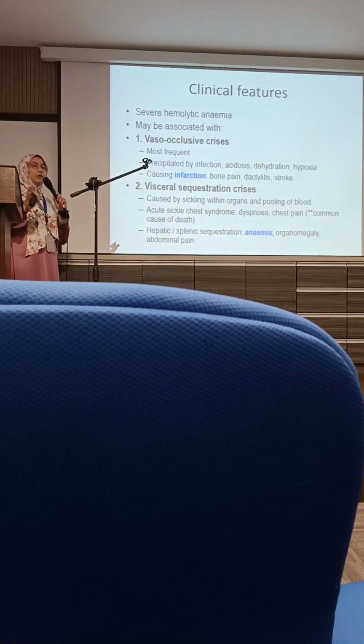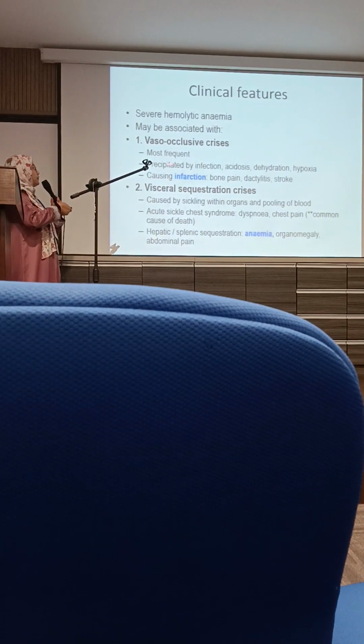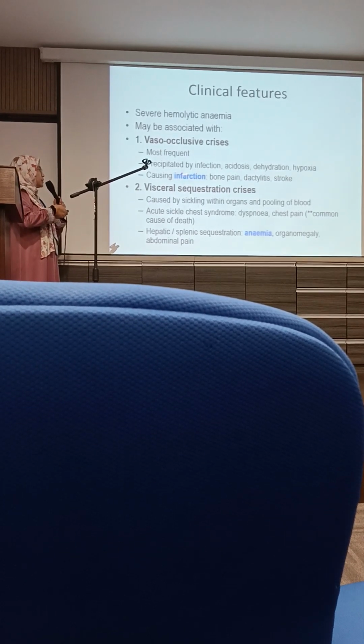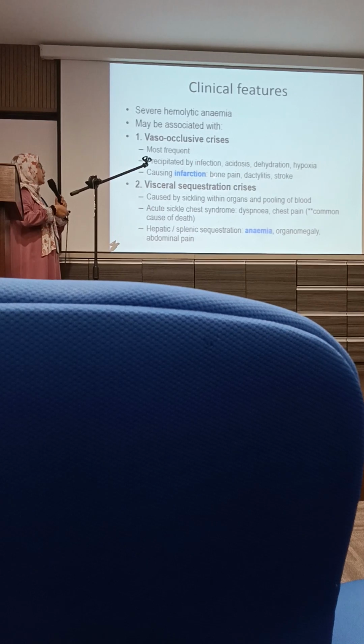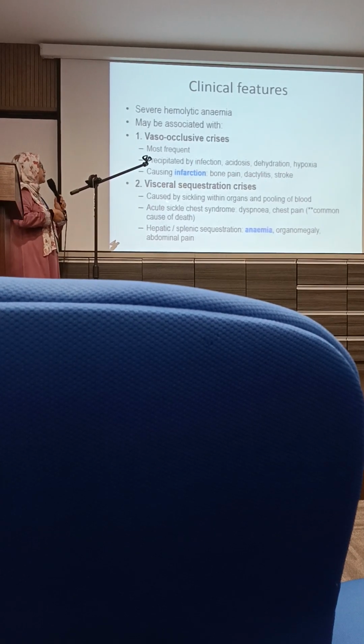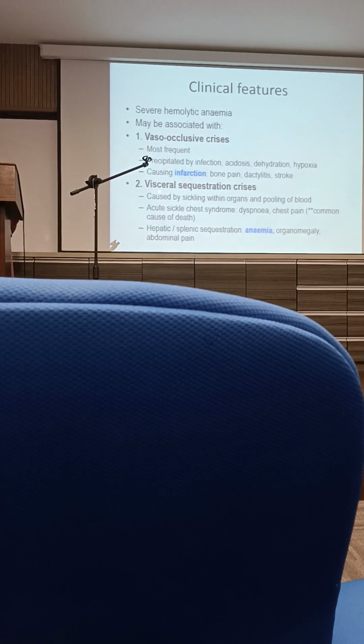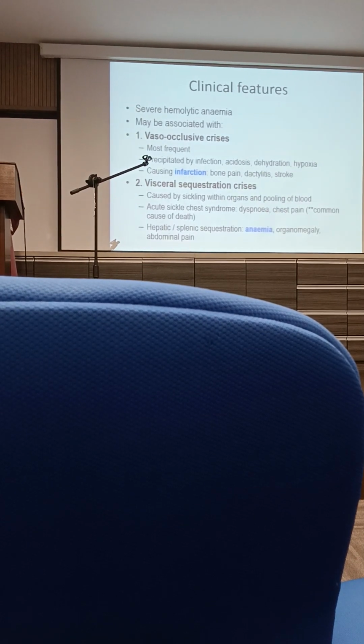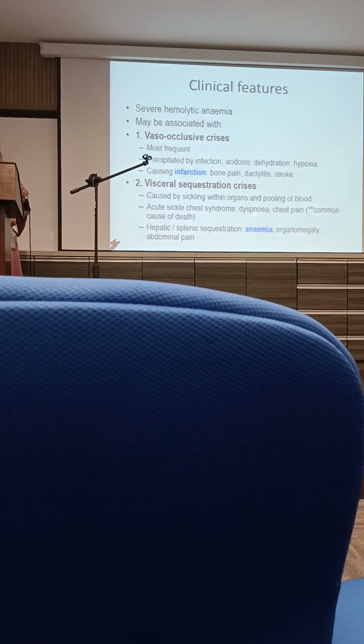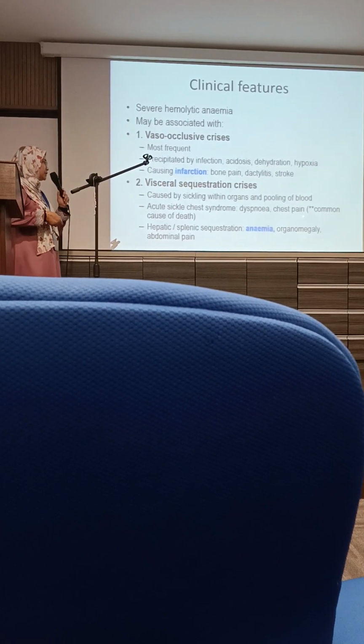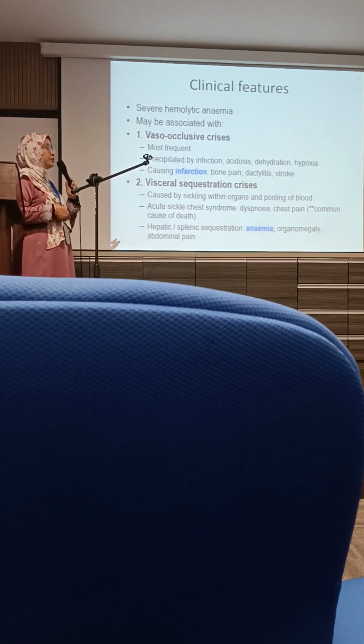Dalam keadaan biasa, dia okey-okey je. Cuma bila ada these precipitating factors, they will have this crisis. So this can cause infarction, because it occludes the vessels. So they can have bone pain, dactylitis and stroke. And they can also have visceral sequestration crisis, because they have sickling within the organs. And if it happens in the chest, they can have sickle chest syndrome. They can present with shortness of breath and chest pain, and this is the most common cause of death.